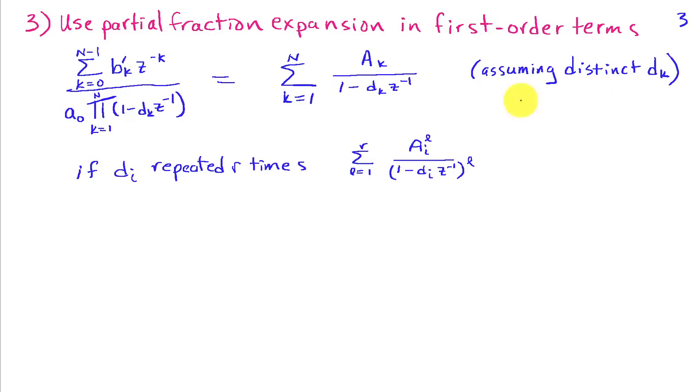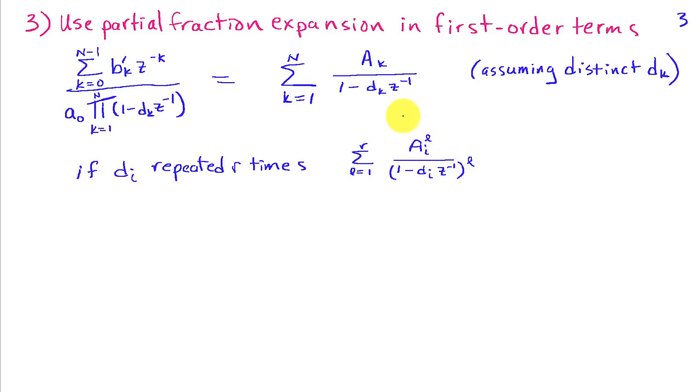It turns out that you can also do this. It's a little more complicated if there are repeated roots, but if d_i is repeated r times, then there are going to be r terms in the partial fraction expansion associated with that particular pole. They take the form of a coefficient in the numerator, and in the denominator we have 1 minus d_i z inverse raised to the lth power, where l goes from 1 to r.